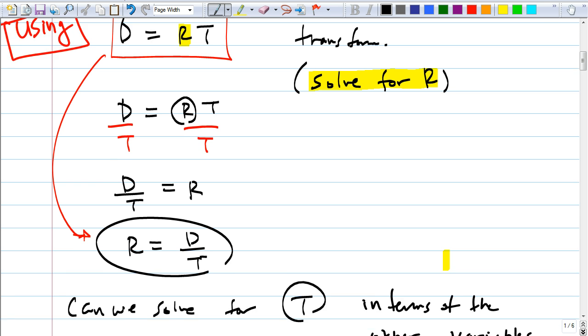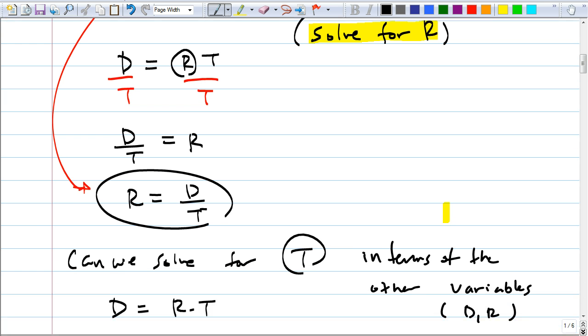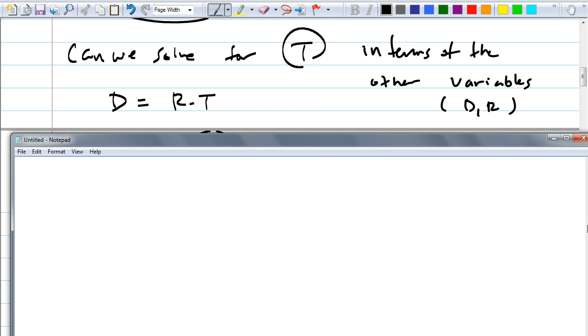So from the first equation, could we solve for T? In other words, can we solve for T in terms of the other variables D and R? Can you guys do this? Go ahead, everybody try. I'll wait. So if I had this equation, how would you transform this so that you get T by itself? Go ahead, I'll wait. Alright, so all you have to do is what? How about Mimi?